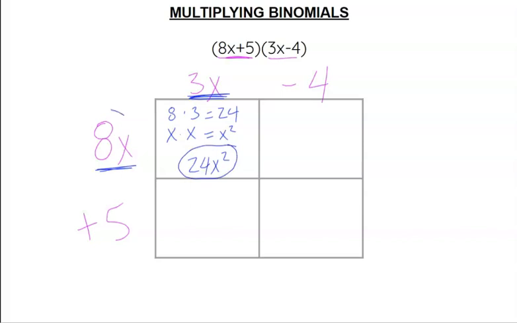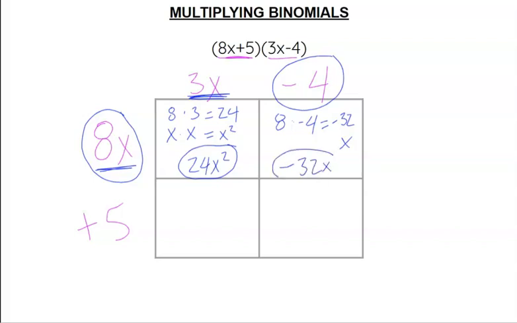Then for our second box, we're going to do 8x times negative 4. So we have 8 times negative 4, which is negative 32. And then there's only that one x, so there's nothing for x to be multiplied by. There's no x with this 4 value, so this just becomes negative 32x.